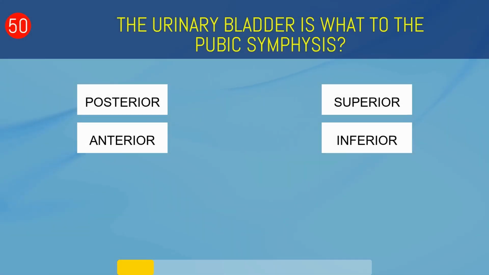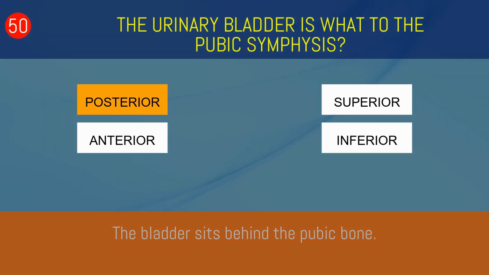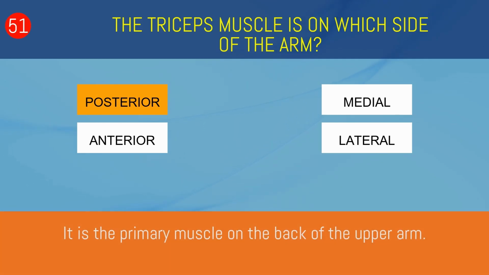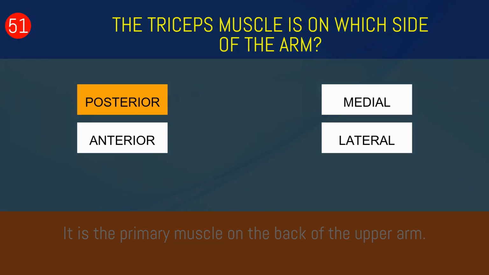The urinary bladder is what to the pubic symphysis? Posterior, anterior, superior, or inferior? Posterior. The bladder sits behind the pubic bone. The triceps muscle is on which side of the arm? Posterior, anterior, medial, or lateral? Posterior. It is the primary muscle on the back of the upper arm.